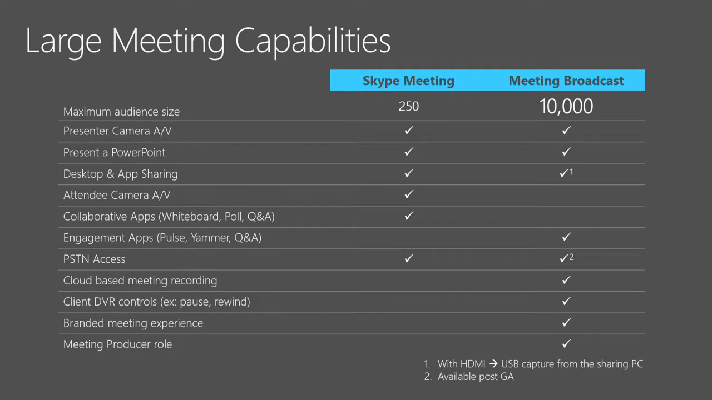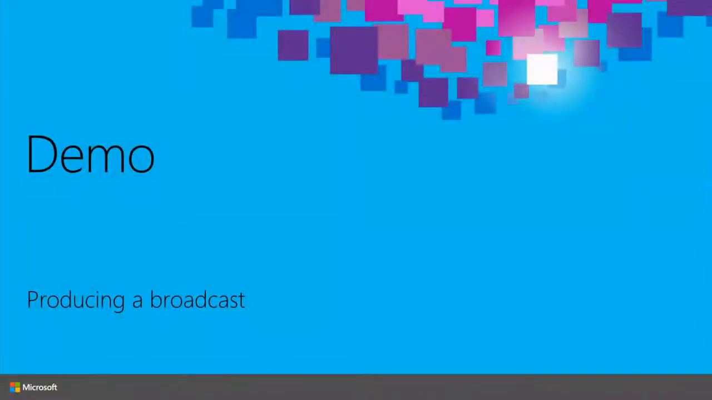And then the rest I really talked about: cloud-based meeting recording. Unless you turn it off, all of our meetings are recorded in the cloud. The client DVR control, so I can rewind and fast forward, that they're branded, and that we have this functionality of producer. So with that, I actually want to demo what a producer would see.